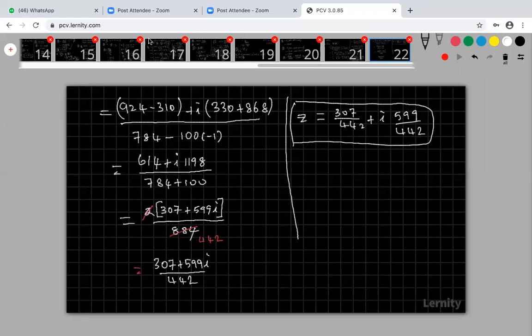Modulus means you go for modulus. What is my modulus? Real part square, this is 307 by 442 the whole square, plus 599 divided by 442 the whole square. You stop up to this, because it is a very big one. We would have to find 307 square, 442 square, and divide everything. You stop up to this. This is your modulus: if z is equal to a plus ib, then the modulus is root of a square plus b square.